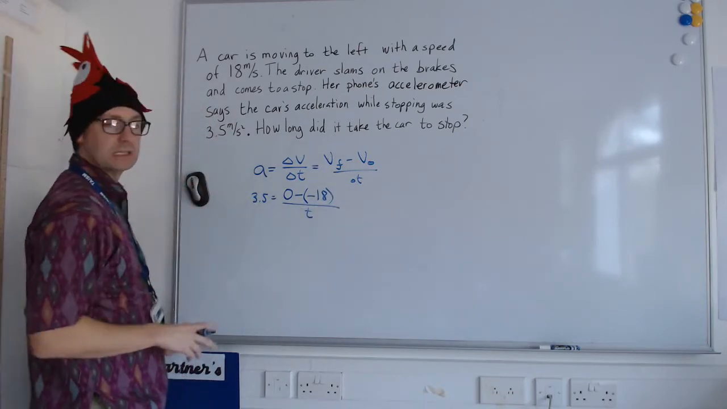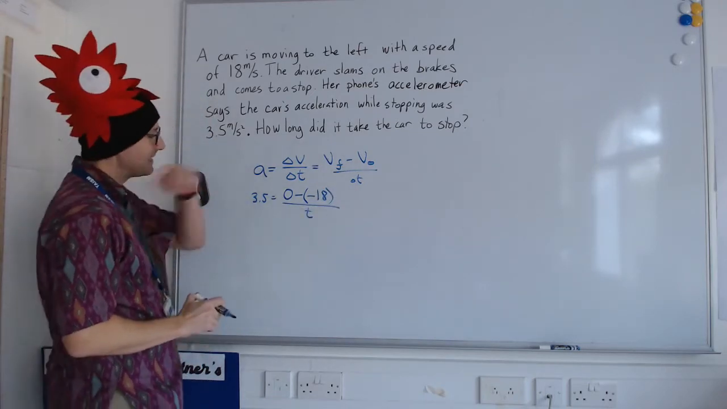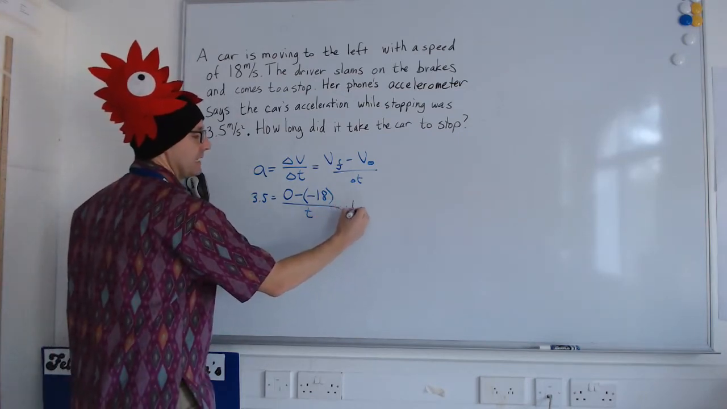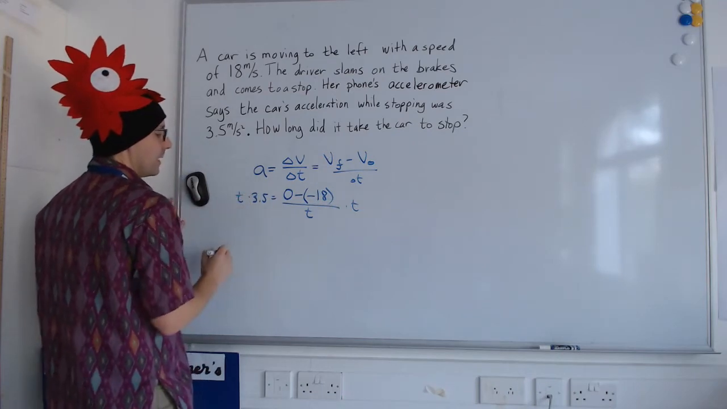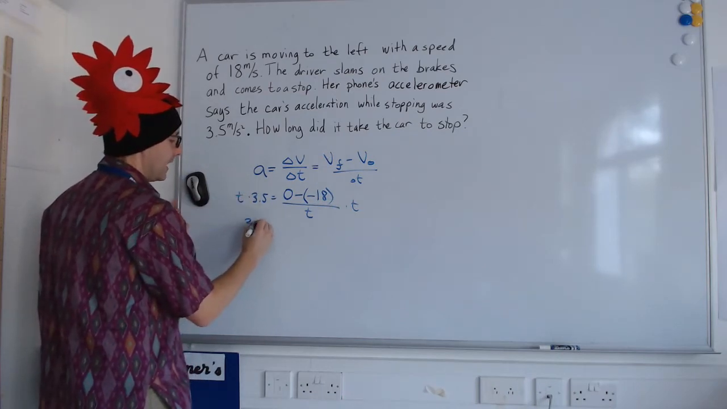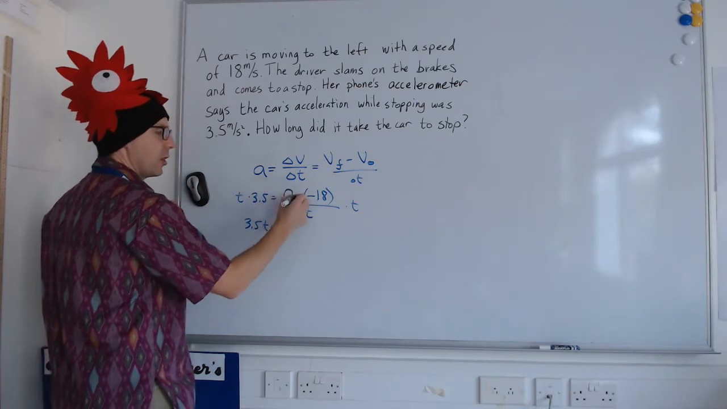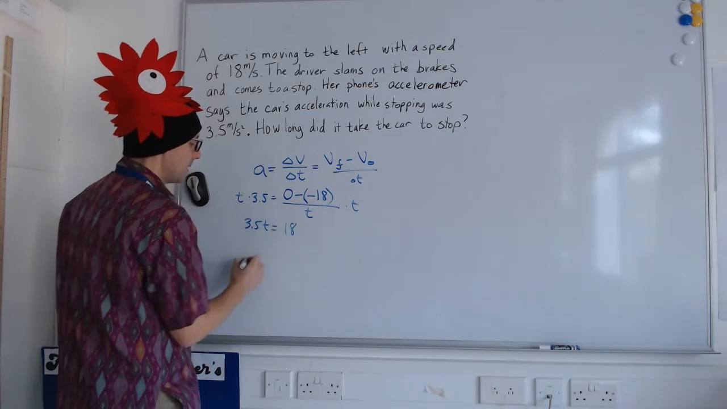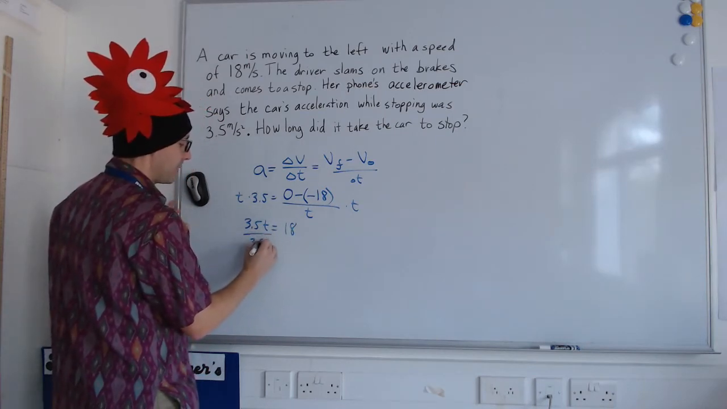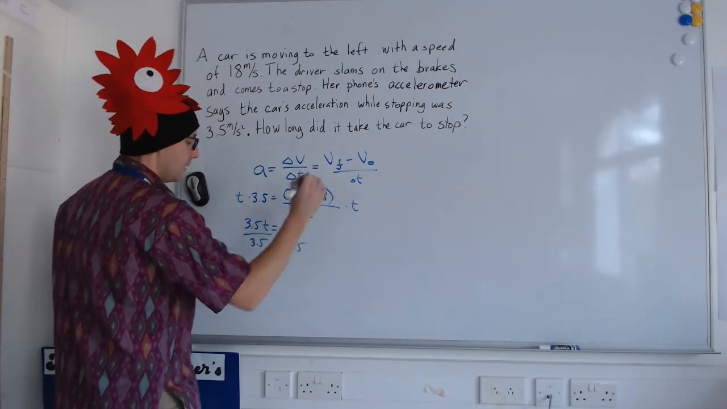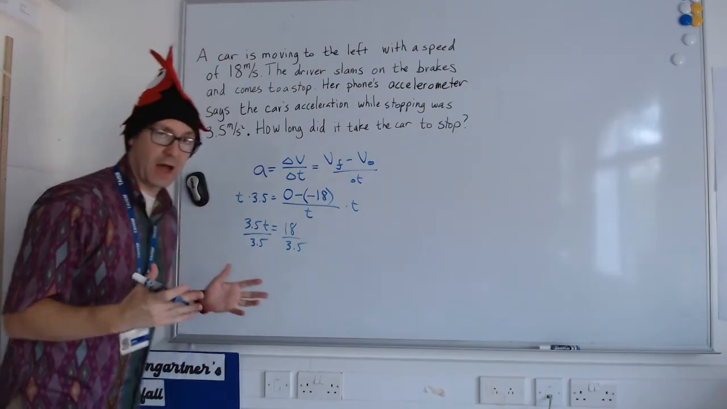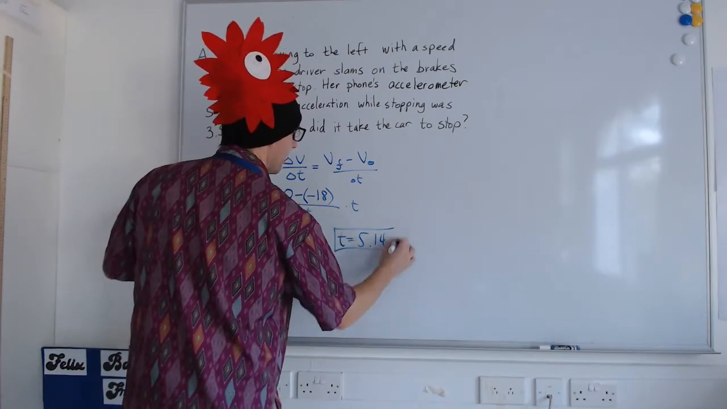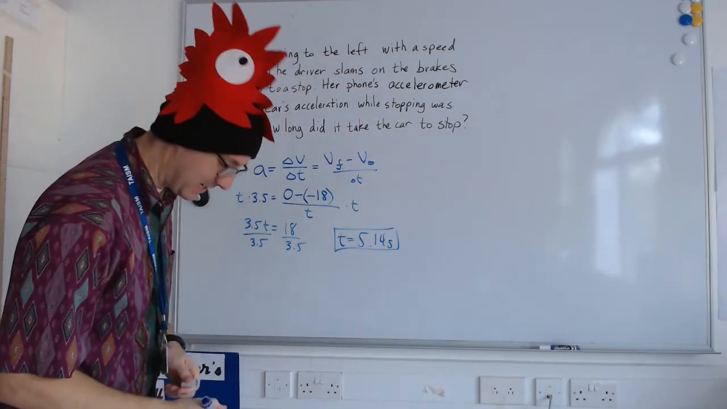Again, the time is what we're going to be solving for. We've seen this in the last couple of questions. Remember, we're just going to multiply both sides by t to get that t off the bottom. And then we're going to have 3.5t is equal to 0 minus negative 18, which is the same thing as 0 plus 18. So that's 18. And then we're going to divide both sides by 3.5. And so 18 divided by 3.5 is 5.14 seconds. All right, so we're able to calculate how long it takes to stop.